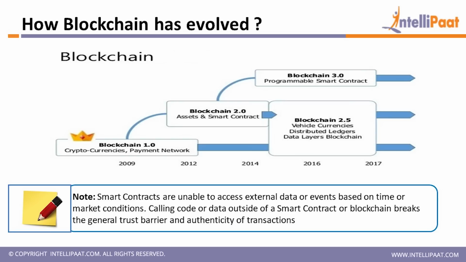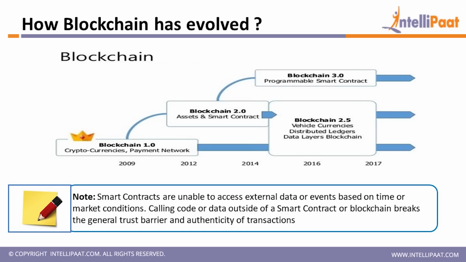How did blockchains evolve? Blockchain started in 2008 with Satoshi Nakamoto as the initial stage. In 2009, blockchain 1.0 evolved in the form of cryptocurrencies and payment networks. Then in 2012 to 2014, blockchain 2.0 evolved in the form of assets and smart contract management. Later in 2016 to 2017, blockchain 2.5 and 3.0 evolved. Blockchain 2.5 evolved as virtual currencies, distributed ledgers, and data layer blockchains, while 3.0 evolved as programmable smart contracts.